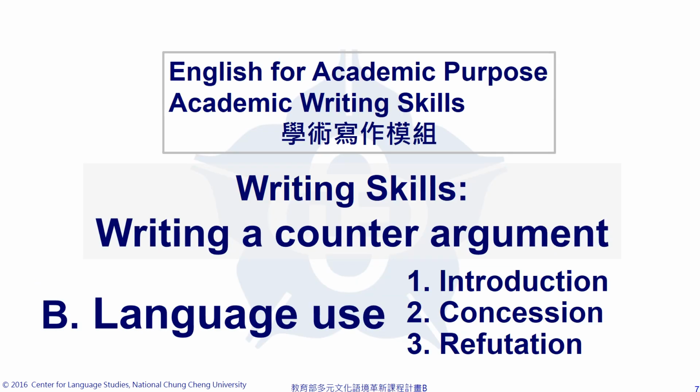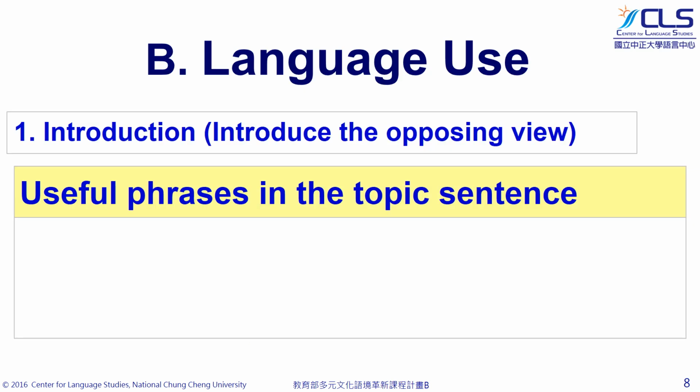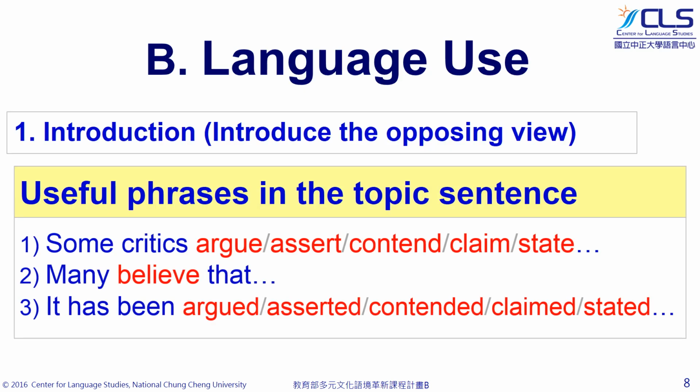Now let's move on to learn the useful phrases in the introduction, concession, and refutation parts of the counter-argument. To introduce the opposing view in the paragraph, we can use the following sentences as topic sentences, and these verbs can be used in active or passive form. For example, argue, assert, contend, claim, state, or believe.